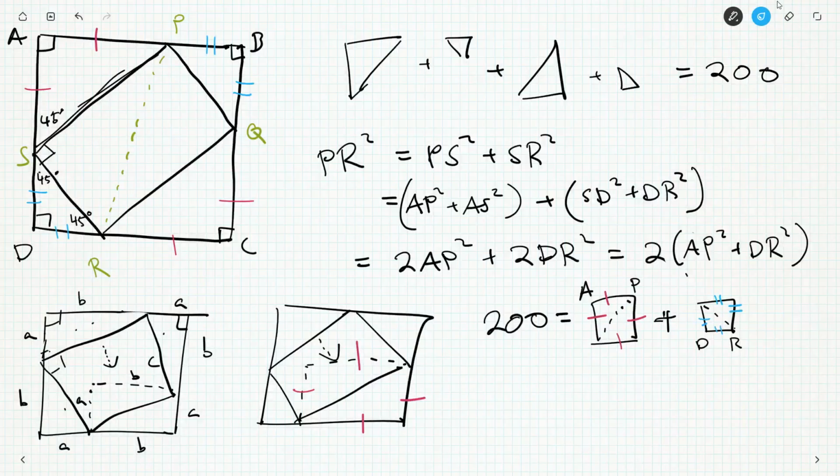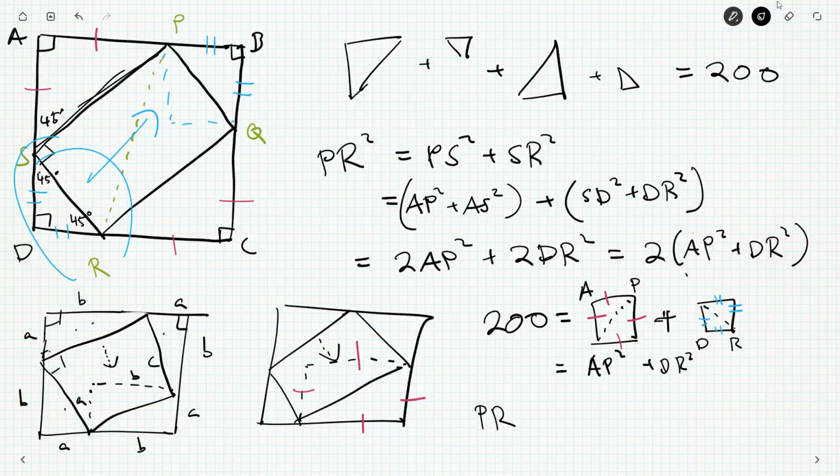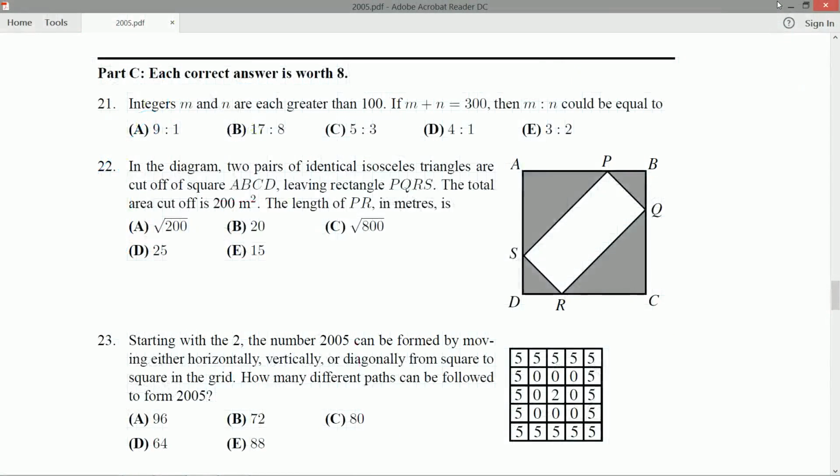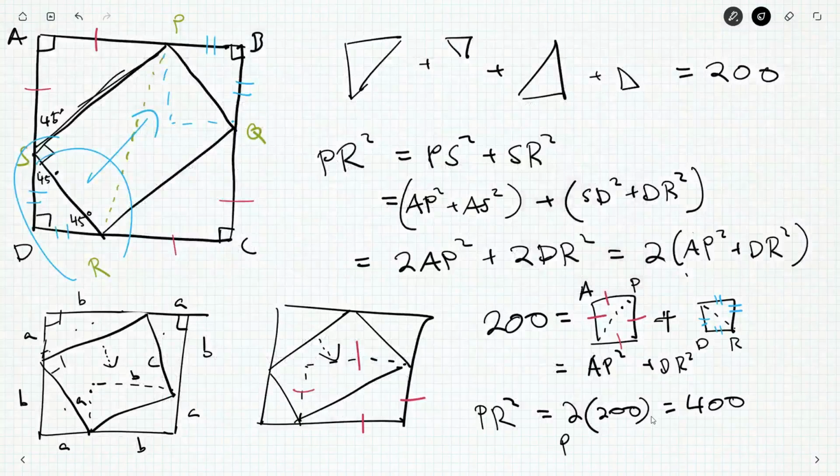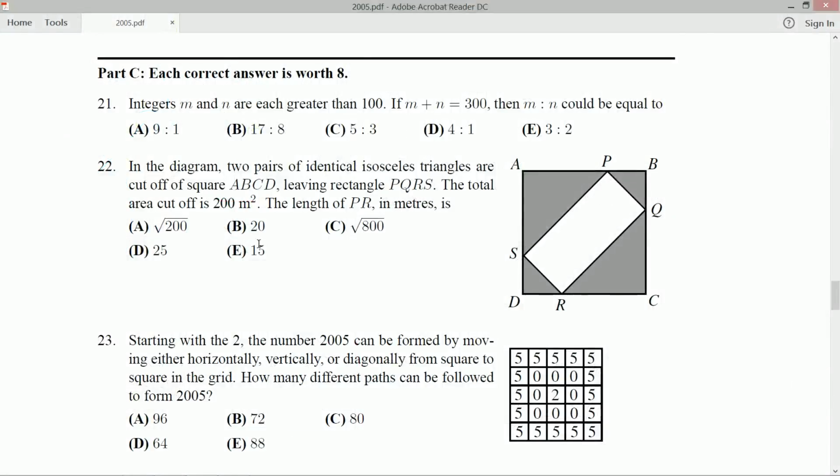I just sort of take our smaller one and I slide him on up. And he fits into place. And we get a square because they're isosceles right-angled triangles. So this is AP squared and this is DR squared. So PR squared, which is the thing we want, is twice AP squared plus DR squared. So twice 200. So that's 400. And did we want PR squared or we wanted PR? The length of PR in meters is, well, what's the square root of 400? It's 20. So we get B, 20.